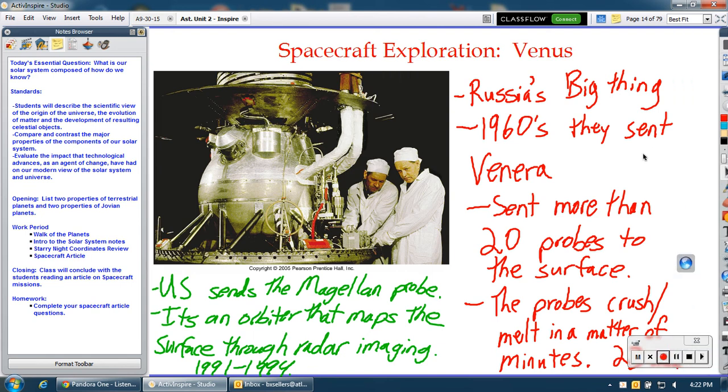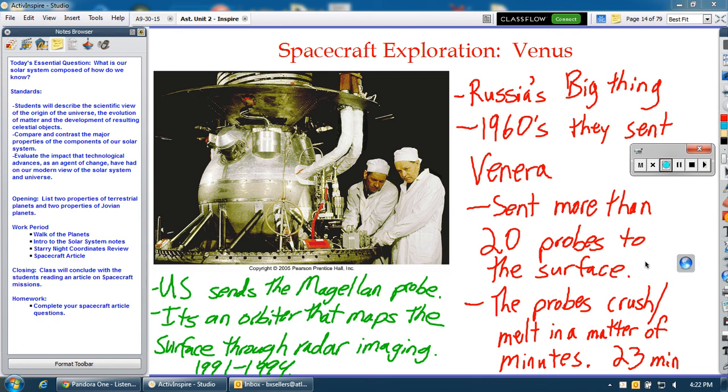Venus is a hard planet to explore. This is something that Russia really tried to do. In the 60s, they started sending these probes known as the Venera probes. They sent more than 20 of them to the planet, but the atmosphere is harsh. So these probes were crushed or melted. We're not really exactly sure which did the ultimate damage to the probe, but probably a combination of both. The longest probe that Russia ever had survive on Venus was 23 minutes.